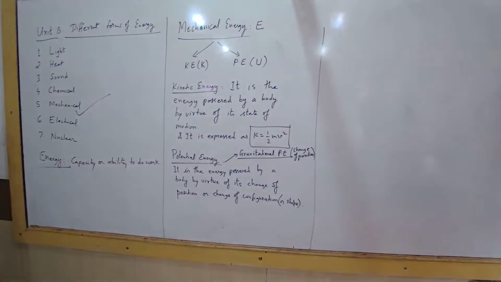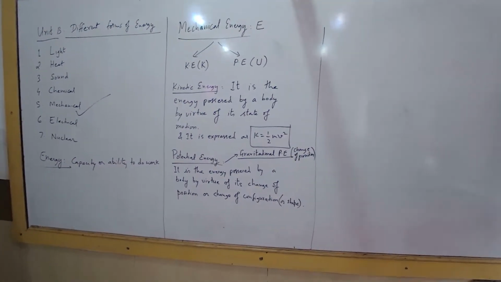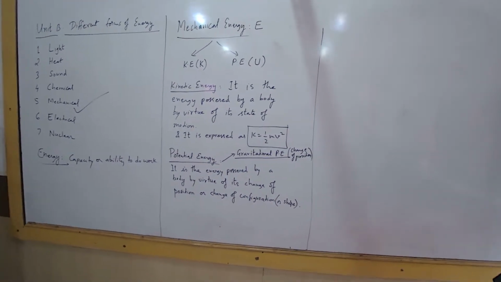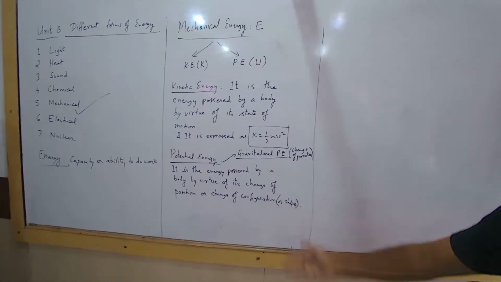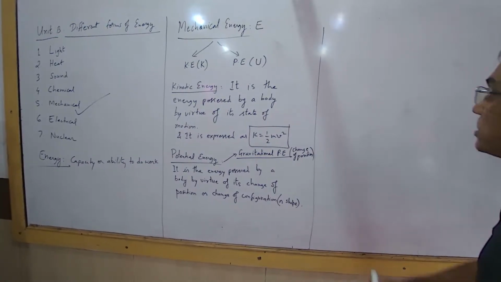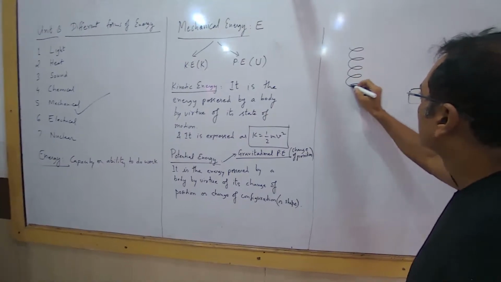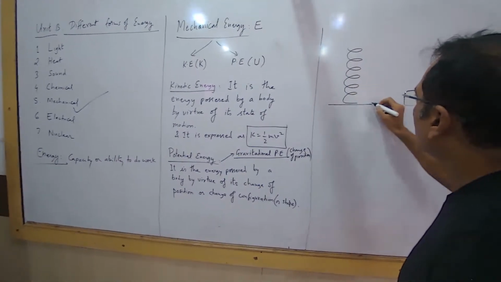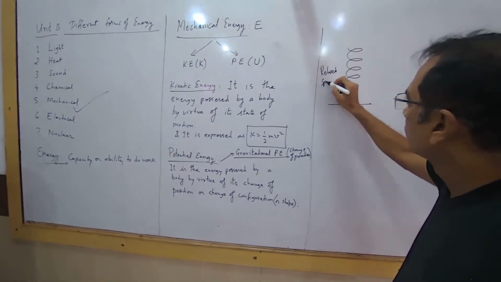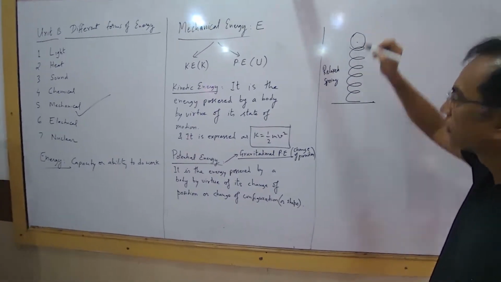Now next, what is the other type of potential energy? Change of configuration. What is change of configuration? The shape. Change of shape. Give me an example of change of shape in case of a spring. Okay, so let us say you have a spring which is relaxed. Yes, relaxed spring. Now you have kept a ball on it.